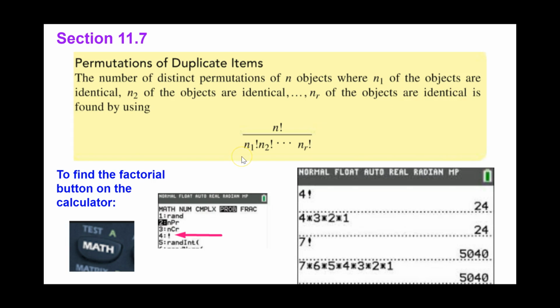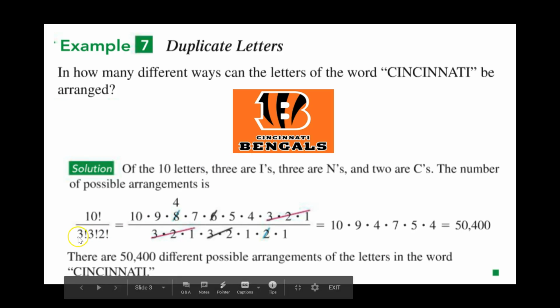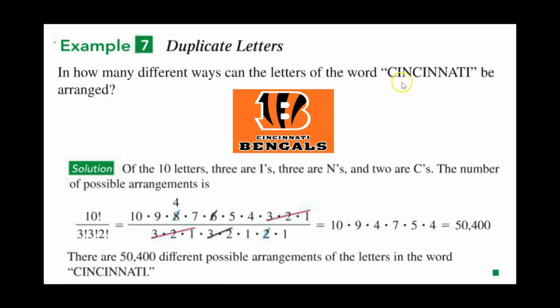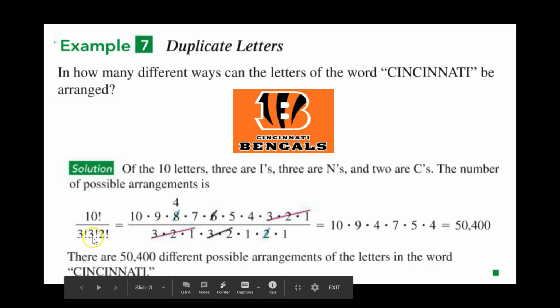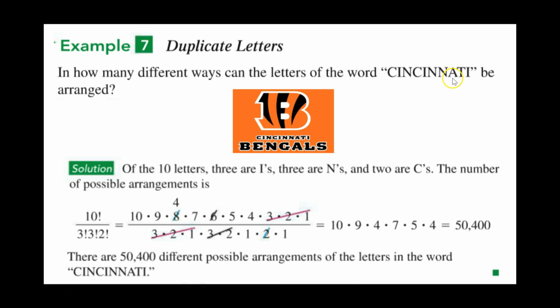So let's go back. For the 3, where did the 3 come from? If we look inside the word and look at the I's, how many I's do we see? 1, 2, 3. So we have 3 factorial. This other 3 came from the N's: 1, 2, 3. The 2 comes from the C's: 1, 2. And notice we didn't put the other letters because the other letters only came once. The other letters in this problem are A and T.